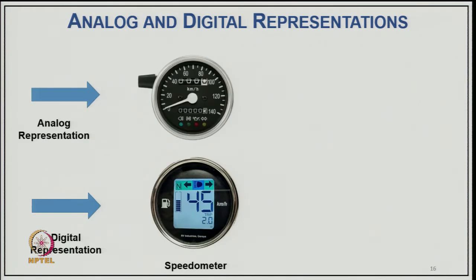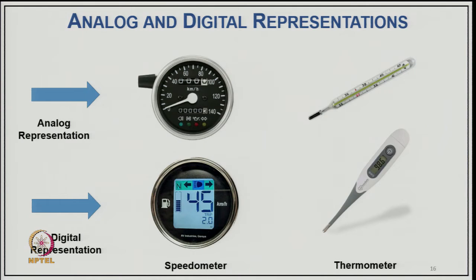A typical example: you might have seen the speedometer in your vehicle, whether it is a two-wheeler, three-wheeler, or four-wheeler. You have an analog representation of the speedometer, and you have a digital representation, which gives you a digital number. Of course, in many meters you may find both in one. That gives you an idea of what the analog representation is and what the digital representation is.